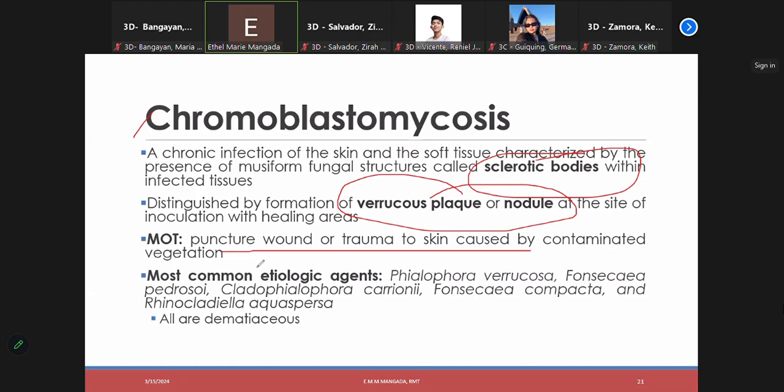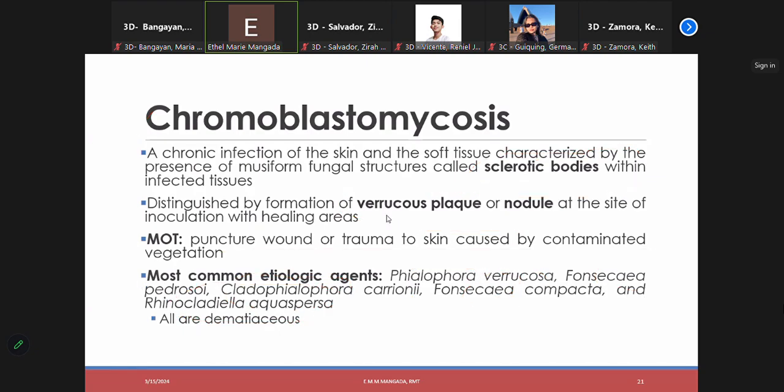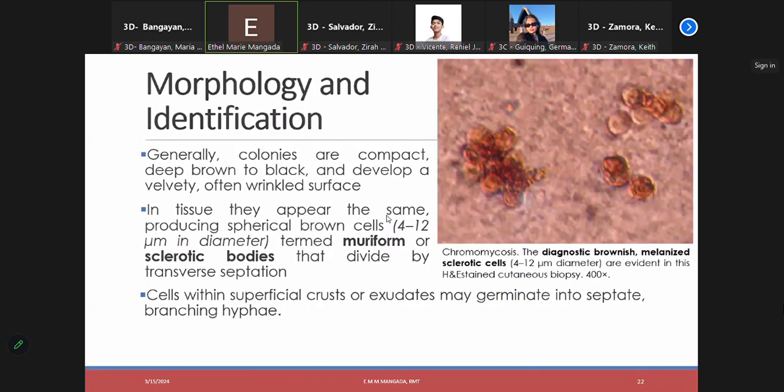Okay? So common etiologic agent, guys, always keep reading the names para ma-memorize nyo even the spelling. So we have here your Phialophora verrucosa, your Fonsecaea pedrosoi, Cladophialophora carrionii, Fonsecaea compacta, and your Rhinocladiella aquaspersa. Okay? Tandaan, all are dematiaceous and septate. Septate, ibig sabihin, may crosswalks yung kanilang hyphae.